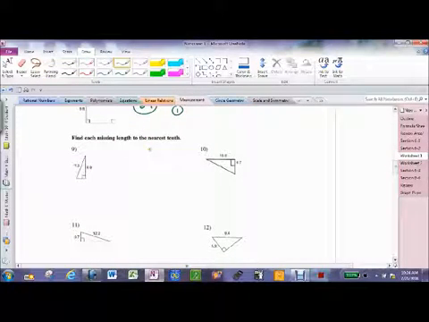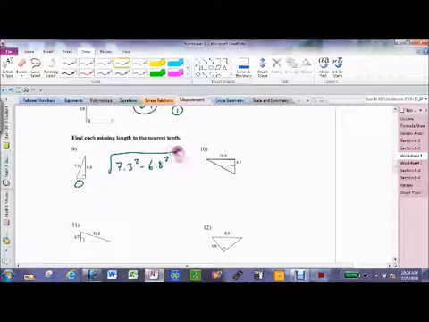Find each missing length. Where's the missing length here? It's at the bottom. So is that plus or minus with the hypotenuse? Minus. 7.3 squared minus 6.8 squared. And then what do you do with that whole answer? Square root the whole thing. So I'm going to give you the right answers. You're just going to double check.